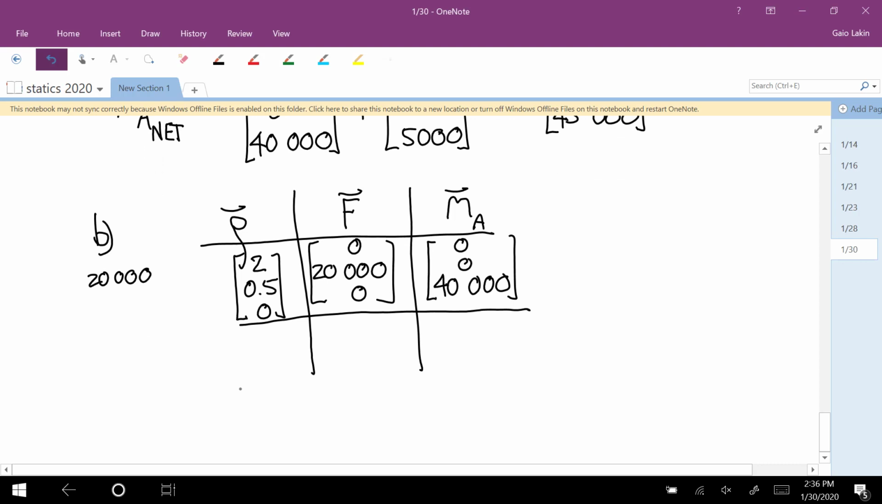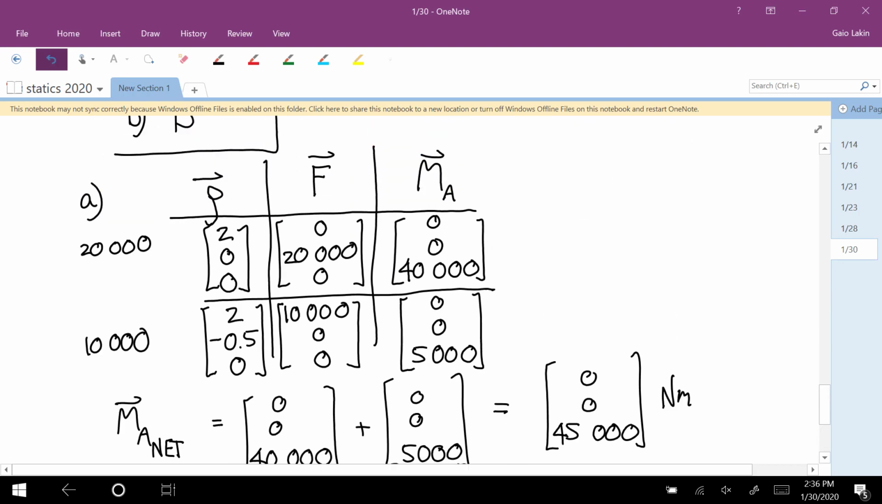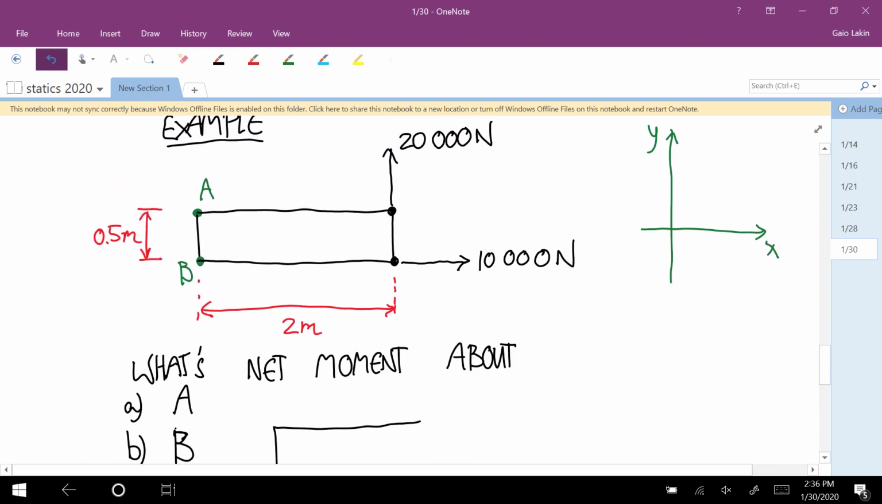Yep. And now we'll do the 10,000 Newton force. What's the row vector for the 10,000 Newton force? Let's start at B. And we just go 2 meters in the positive X. So just 2, 0, 0.